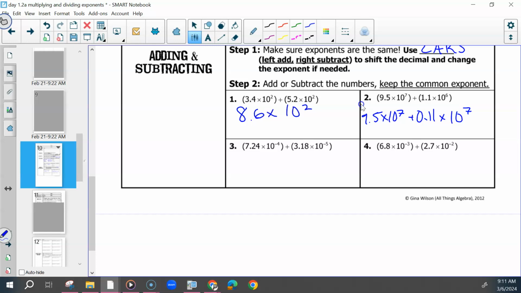Now that the exponents are the same, now I can add them. So 9.5 plus 0.11 would be 9.61. 9.61 times 10 to the 7.